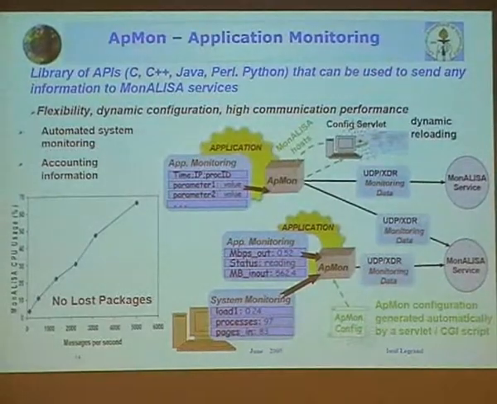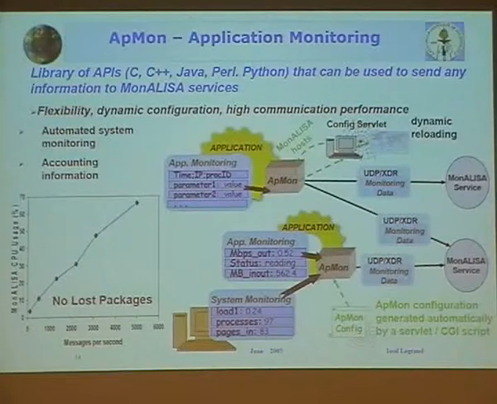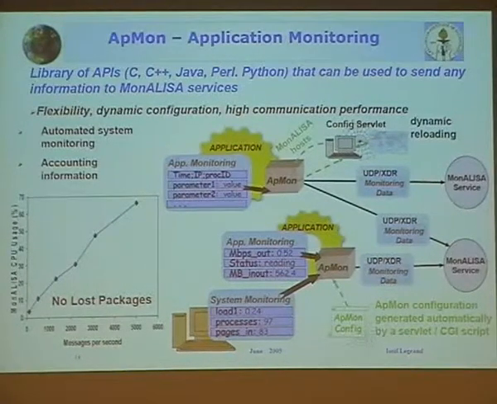So this is a slide which shows generically this ApMon, which is used to instrument different types of applications. It's a simple library, APIs. We provide this API in 5 languages, so it can be used in programs and in scripts. And then they can send any information to MonaLISA, data, images, whatever you believe is useful.